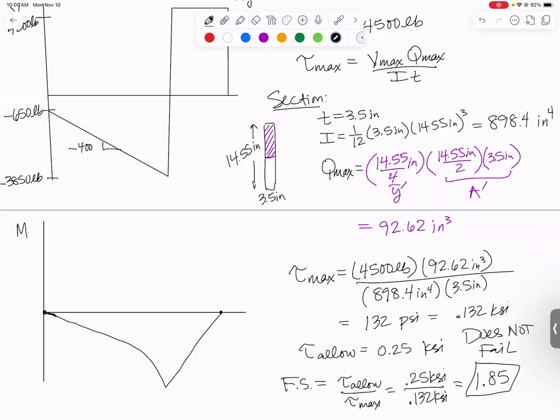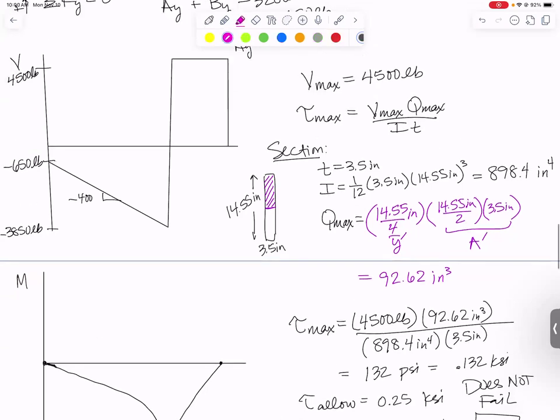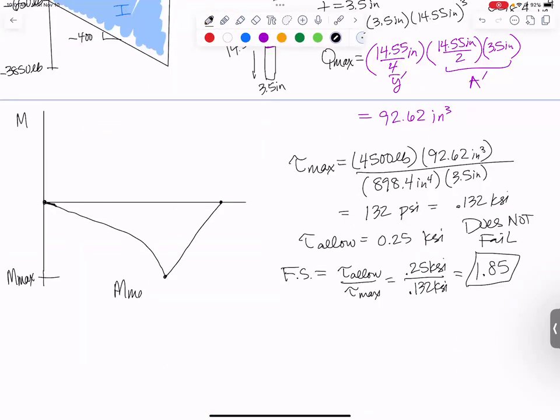How would you find M max? M max is not very hard to find in this case. You can either use the shape on the left, which would be finding the area of this trapezoid, or you could use the area over here of the rectangle. So if I had to find the max bending stress, I'm going to use area 2, which would be 4,500 pounds times 4 feet. M max for this problem would be 4,500 pounds times 4 feet. And then you could go and solve for the max bending stress.